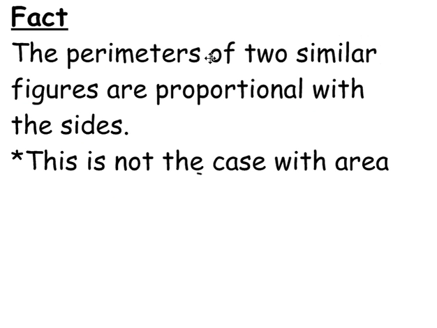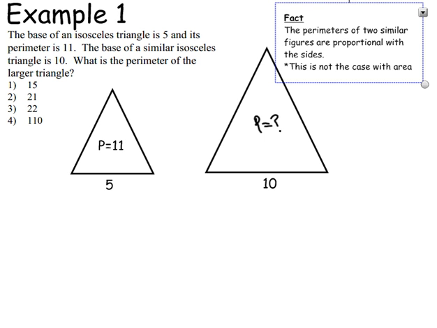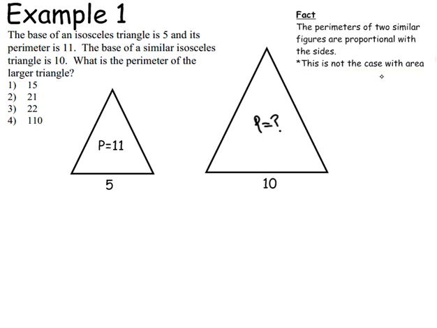Okay, now, little factoid. The perimeters of two similar figures are proportional with the sides. This is not the case with area. But let's concentrate on this piece. And let's try to do the first problem using this fact instead of doing it the long way. Let's go back to it. So remember the fact, okay? The perimeters of two similar figures are proportional with the sides.